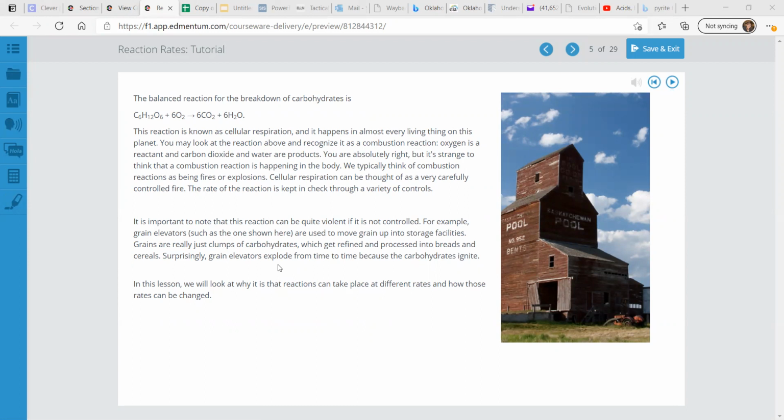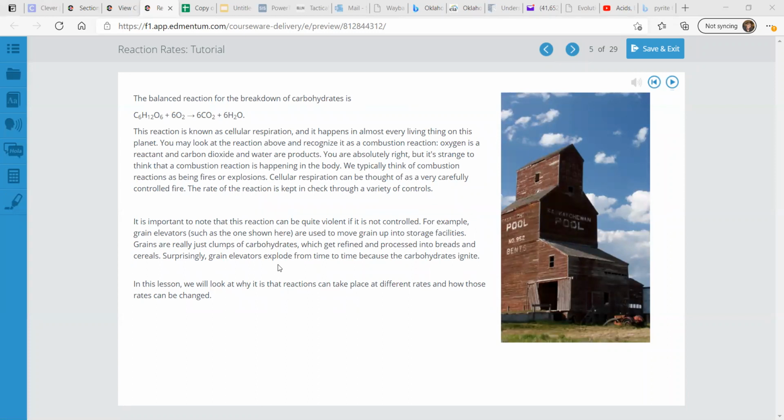You may look at the reaction above and recognize it as a combustion reaction. Oxygen is a reactant, and carbon dioxide and water are products. And that is correct. But it's strange to think that a combustion reaction is happening in your body. We typically think of combustion reactions as being fires or explosions, but cellular respiration can be thought of as a very carefully controlled fire. The rate of the reaction is kept in check through a variety of controls.